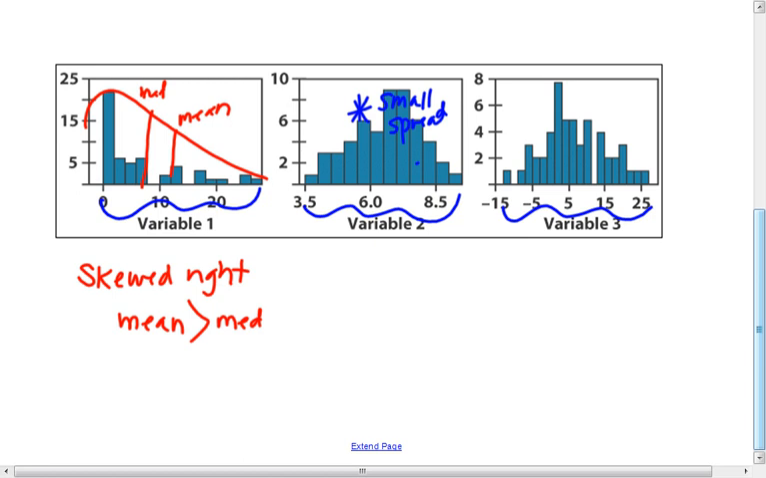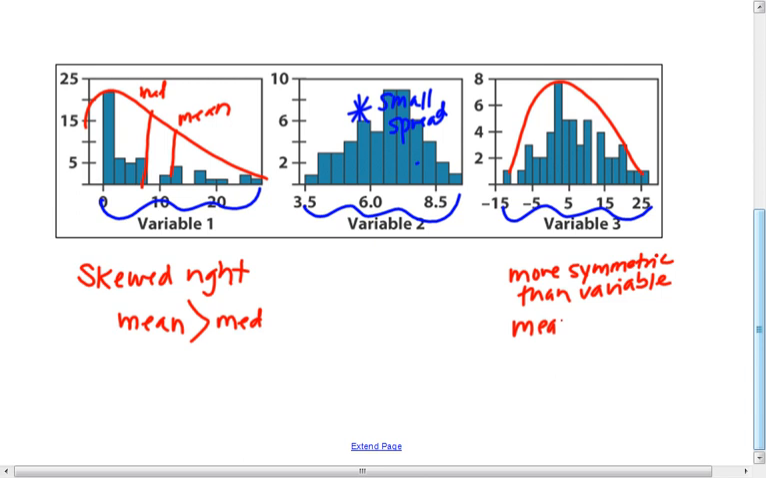Okay, this one is a little bit more symmetric than the first one. It is still skewed right probably, but is more symmetric than variable 1. So what I know is that the mean is going to have to be a little bit closer to the median than variable 1.